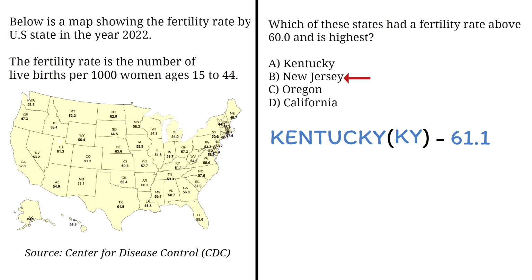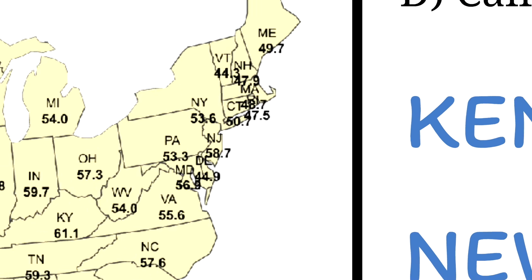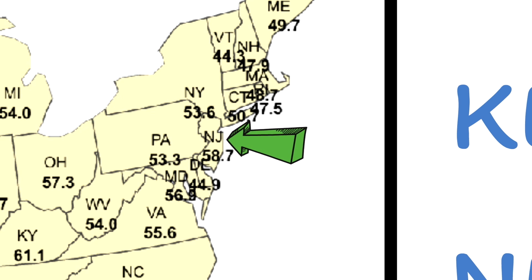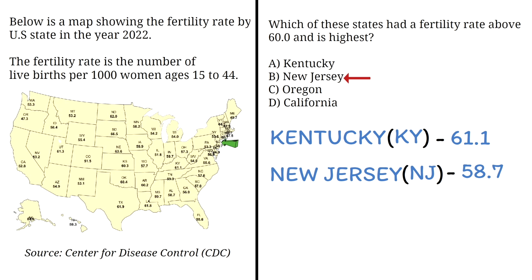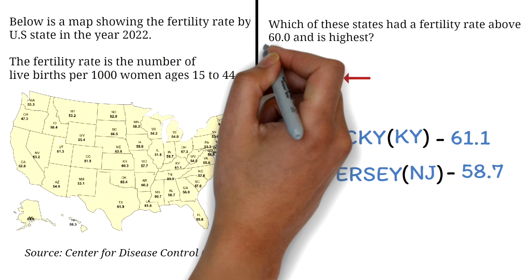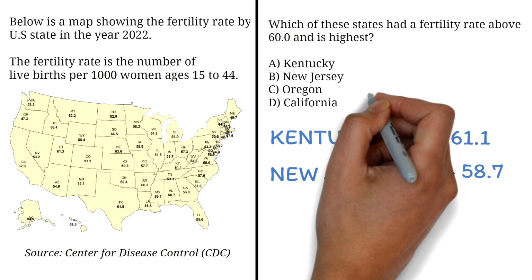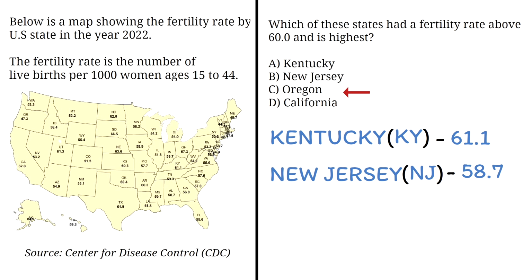Option B says New Jersey. Note that the state abbreviation for New Jersey is NJ. So let's find the fertility rate of New Jersey NJ on our map. So when we look through our map, we see that NJ has a fertility rate of 58.7. That's incorrect. This fertility rate fails one of the requirements in the question. It falls below 60.0.